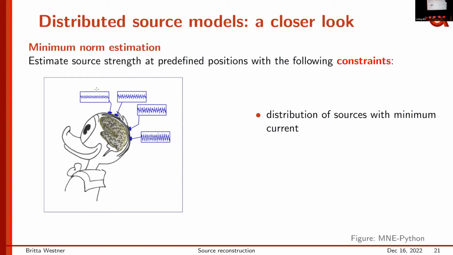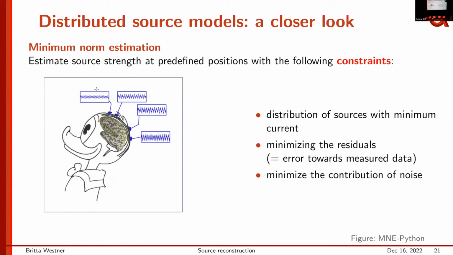So they estimate the source strength here, given the data, but they say this solution needs to be the solution with minimum current. So the energy, basically the integral of all those points, needs to be the smallest possible. So we want the sparsest solution. We also want to minimize the residuals, so the error towards the measured data should be as small as possible. And we want to minimize the contribution of noise in that model.